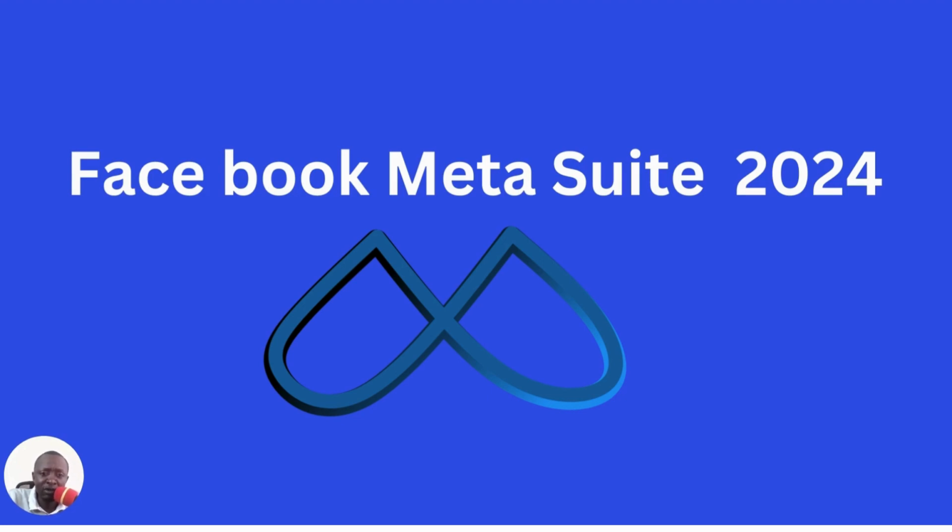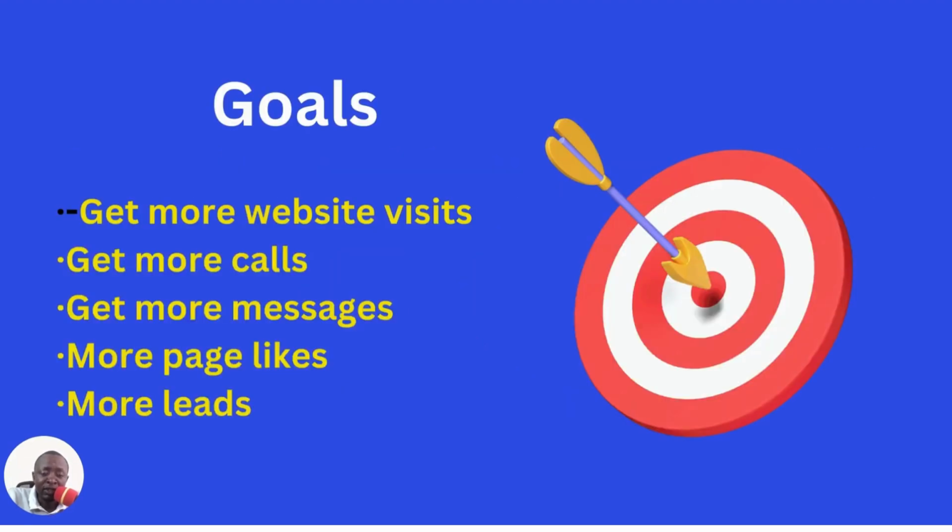So the first thing I'm going to talk about is the goals. When it comes to setting up a campaign, the first thing you need to do is to set goals. Goals come in different forms. The goal can be that you want to get more visits to your website. Assuming that you have a website where you are displaying clothes, maybe you are selling sneakers or electronics, you might want people to visit that website. And one of the goals can be that.